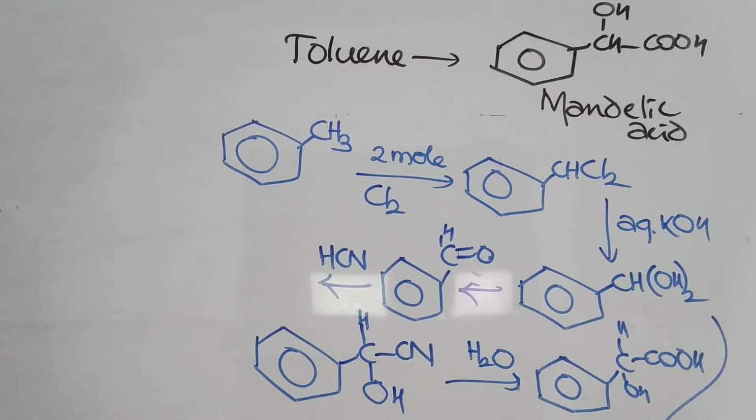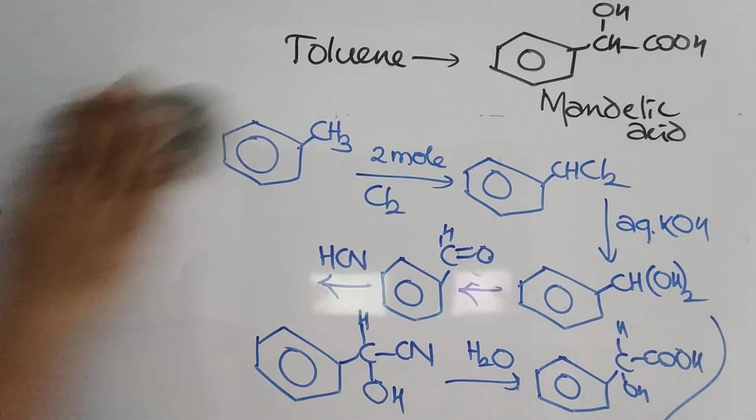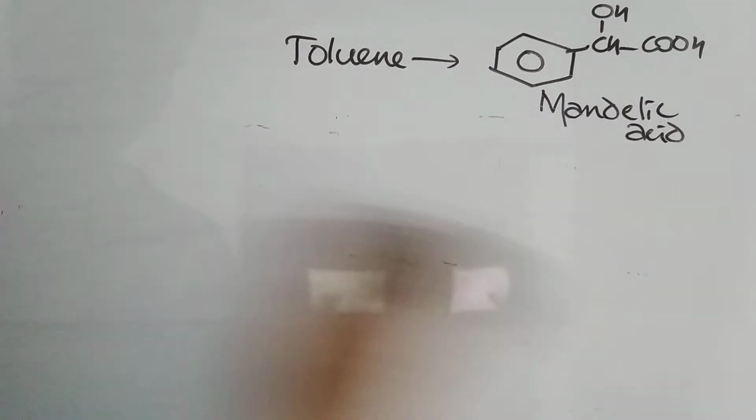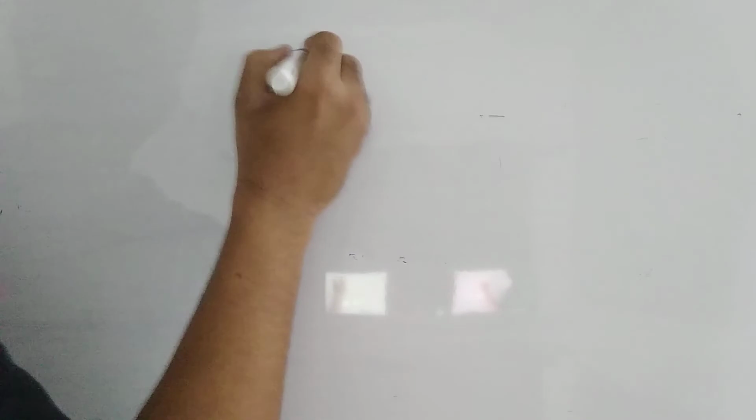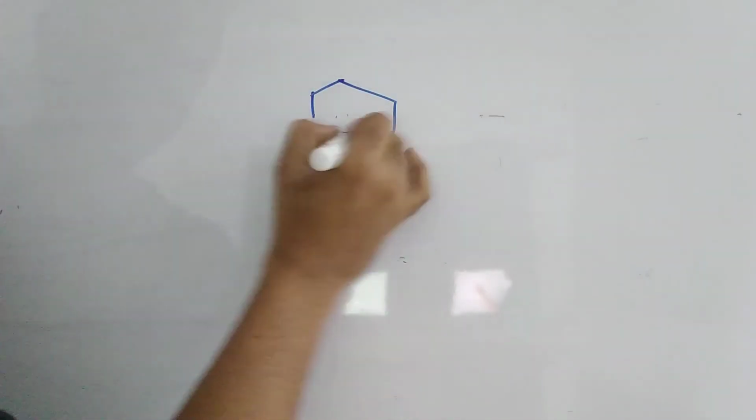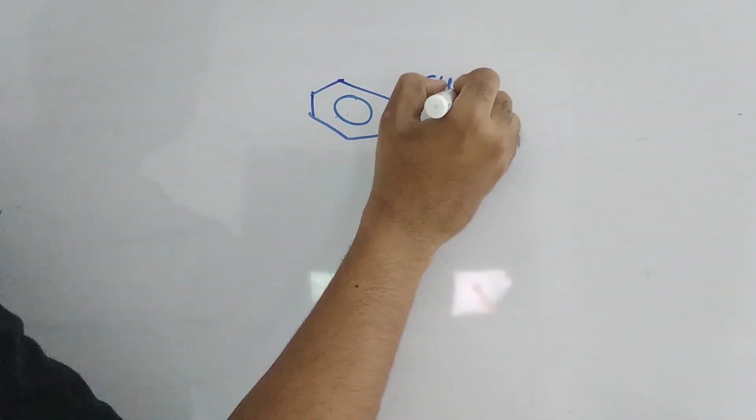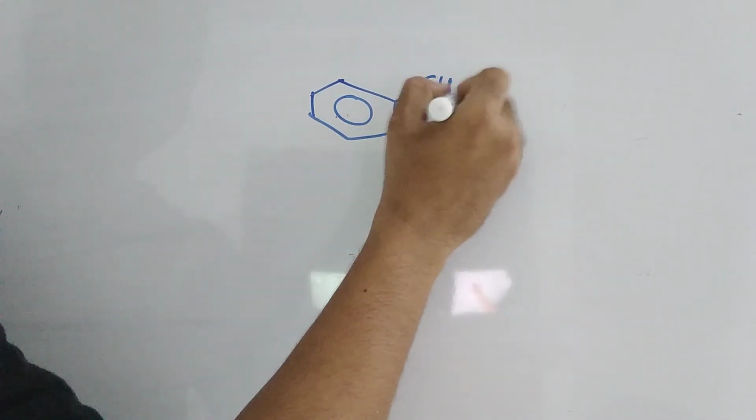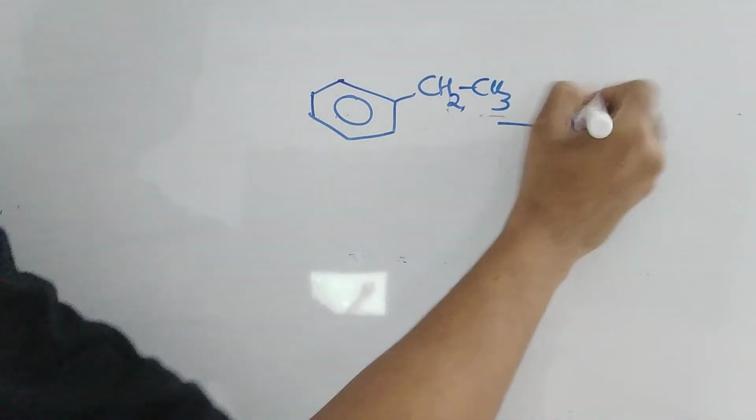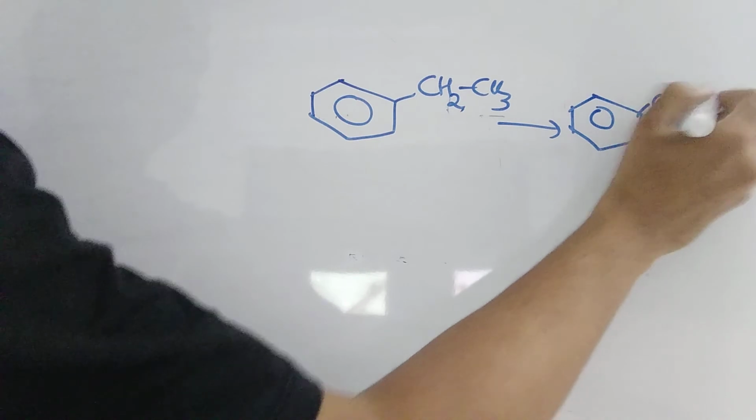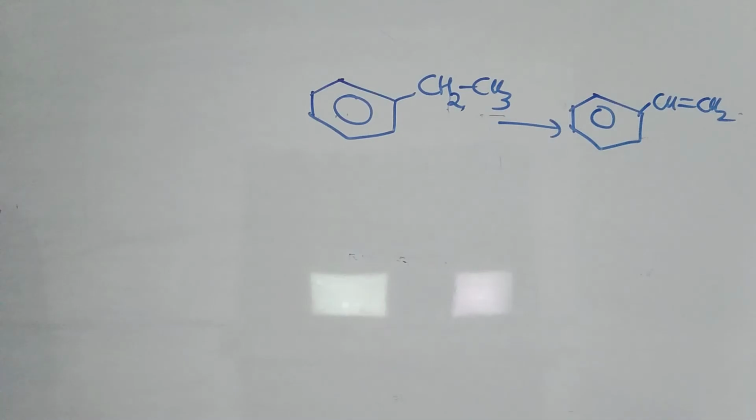Next one, ethyl benzene to styrene. Ethyl benzene to styrene. Dehydrogenation. Ethyl benzene, styrene. Styrene is vinyl benzene. Dehydrogenation by using which reagent?